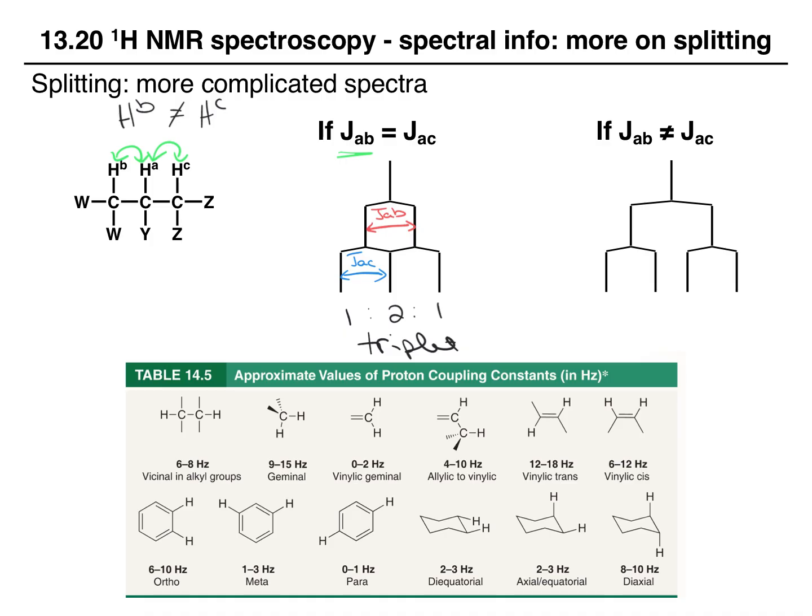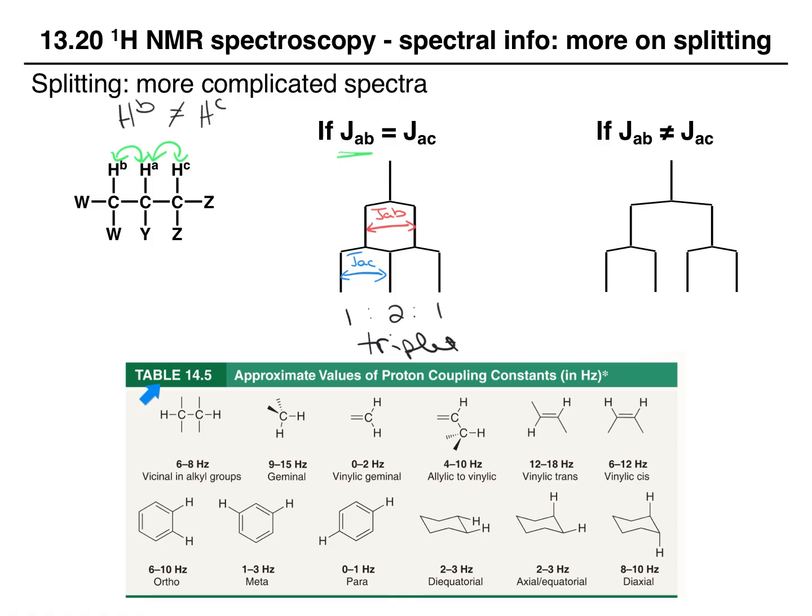And in that case, having two different neighbors acts the same as if you had two neighbors on the same carbon. If we have alkyl groups, then a hydrogen and its neighbor will typically split each other by around 6 to 8 hertz. So it's quite possible that the JAB would match the JAC. But if we have different types of hydrogens, let's look down here some more.